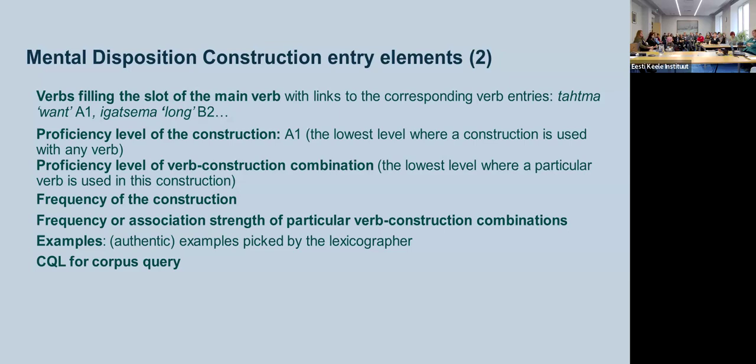Also, we would like to provide some information about the frequency of the construction, like a frequency class. This is currently done for words in the combined dictionary, showing the frequency class of the words, although not shown in the user interface, I think. Also, the frequency or association strength of particular verb-construction combinations. And of course, examples chosen by the lexicographer, and also a query for querying additional corpus examples.